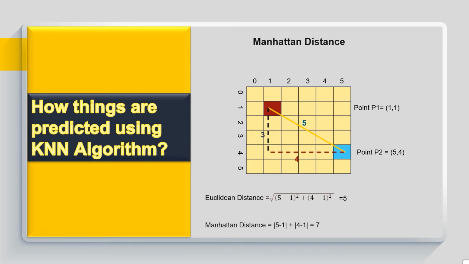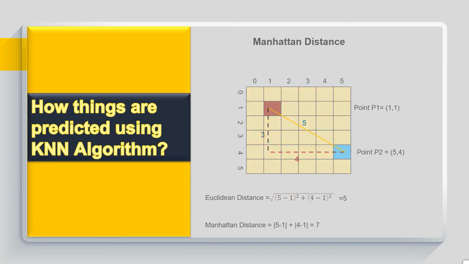So next is Manhattan distance. Well, Manhattan distance is used to calculate the distance between real vectors using the sum of their absolute differences. In this case, the Manhattan distance between the points P1 and P2 is mod of 5 minus 1 plus mod of 4 minus 1, which results in 4 plus 3, that is 7.